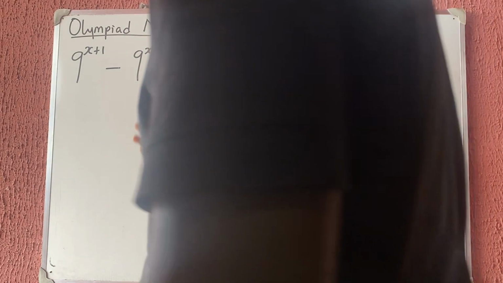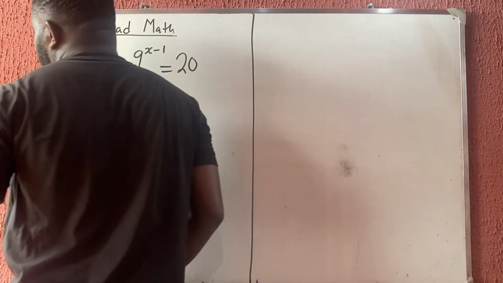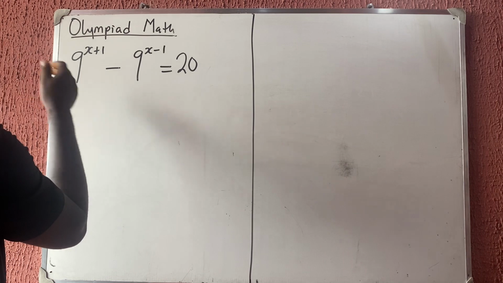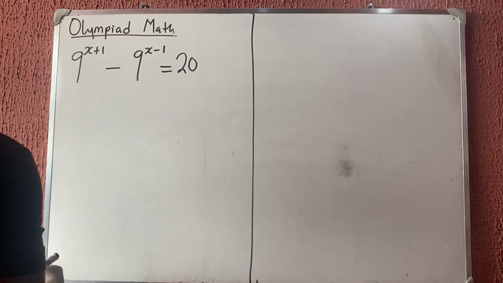All right, let us quickly solve this Olympiad math exponential problem. Okay, now this is very simple to solve. The first thing you do is you try to make them look alike. Once they are alike, then you're good to go.